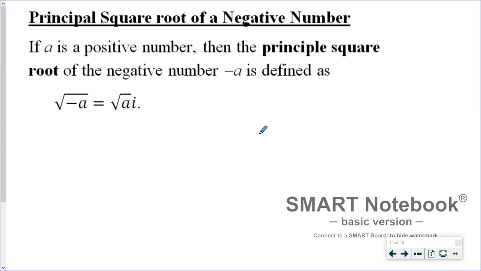So the principal square root of a negative number. If a is a positive number, then the principal square root of the negative number negative a is defined as the square root of negative a equals the square root of positive a times i. Whenever you have a negative under the square root, basically you just pull the negative out, it becomes an i, and then you do everything else like normal.